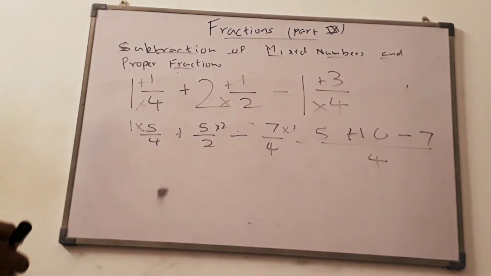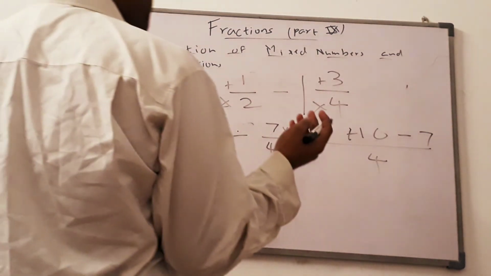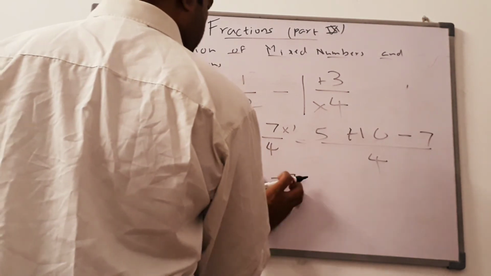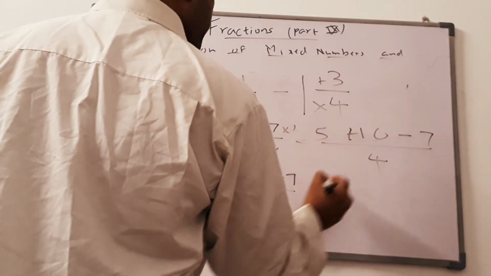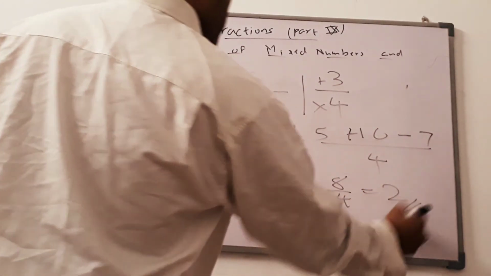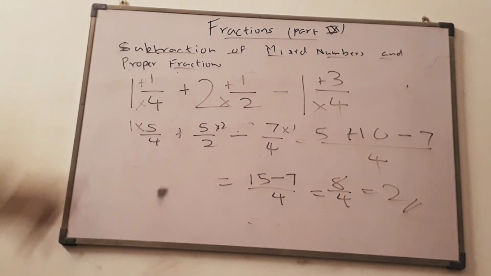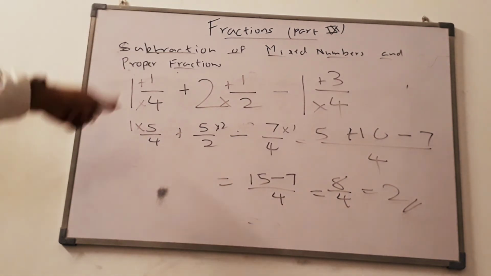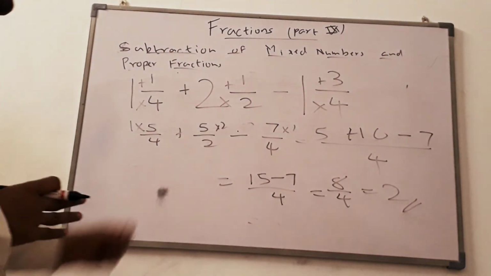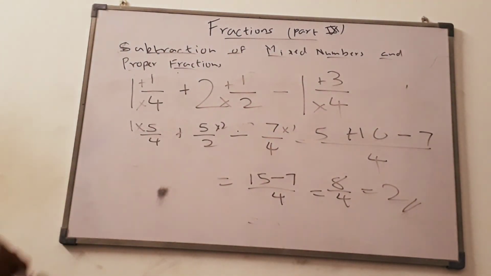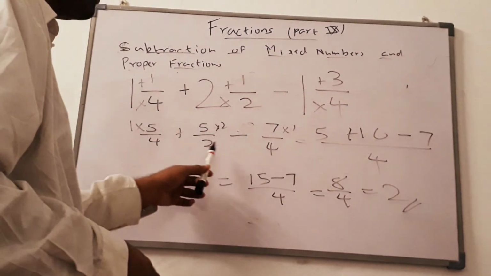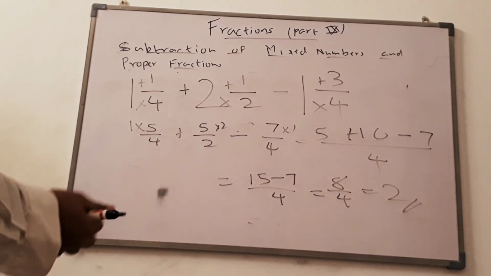First we can straight away do the addition and subtraction. So it will be 15 minus 7 divided by 4, that means 8 over 4. First we have to convert mixed numbers to improper fractions, and we can do the addition and subtraction both straight away. There is a 4 and a 2 in the denominator, so we can make 2 into 4. If we can make 2 into 4, definitely we can sort out this question.